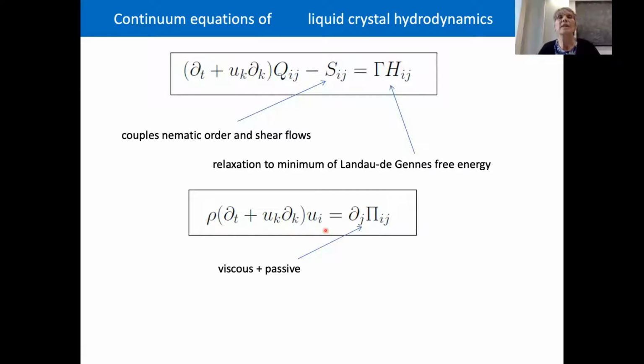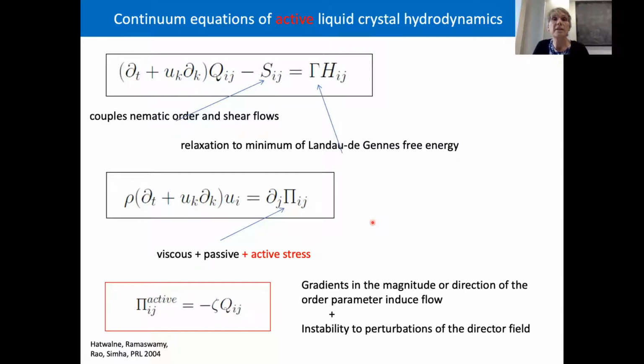Here's the equation for the velocity. The way I've got it written, it looks very like the Navier-Stokes equations with a stress tensor here. And this includes viscous stress and an elastic stress, which takes account of the molecular structure of the liquid crystal. These equations are very well known for passive liquid crystals. To describe active liquid crystals, you have to add a term which takes account of the flow fields produced by the active particles, by the bacteria or by the cells.